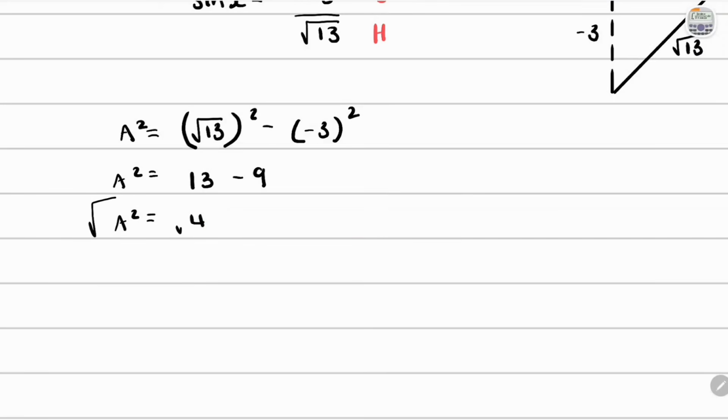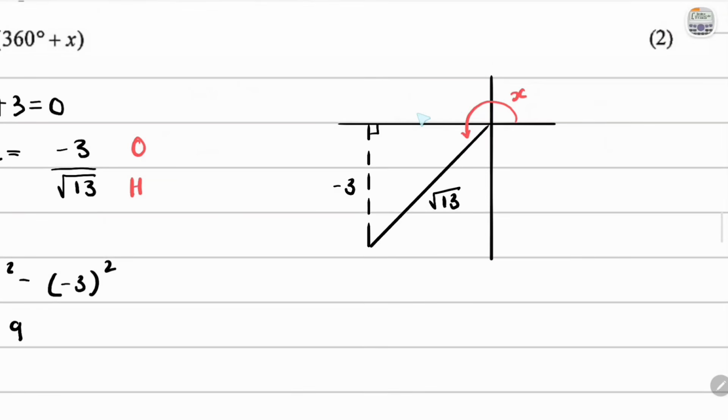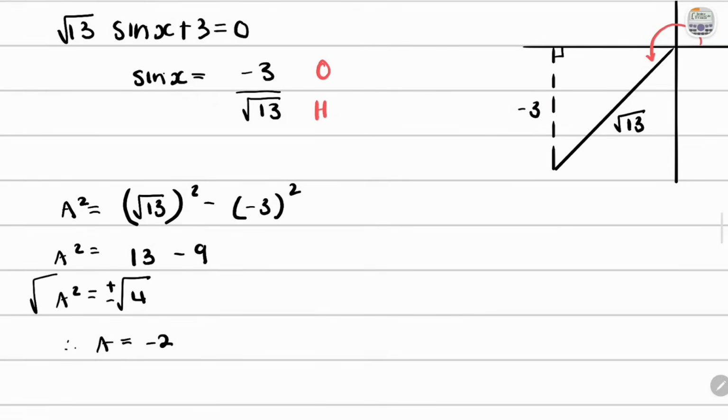And if we square root both hand sides, we have to consider the positive and negative solution. So it means that we have the adjacent side being equal to, looking at the diagram, do you see that this is on the negative part of the x-axis? So it is negative 2.